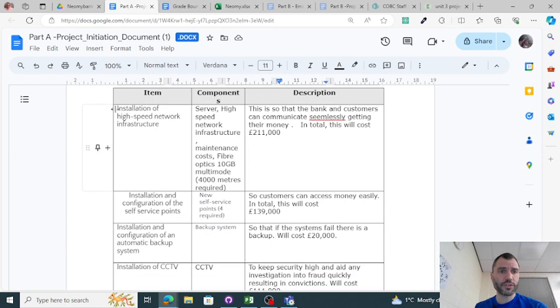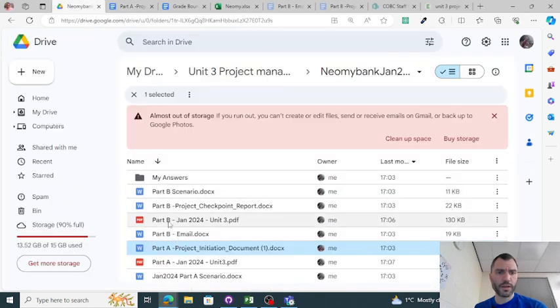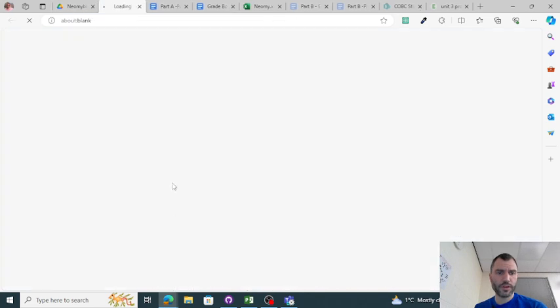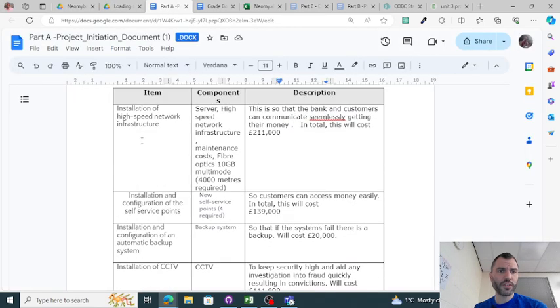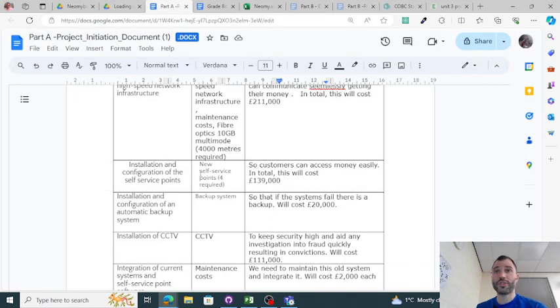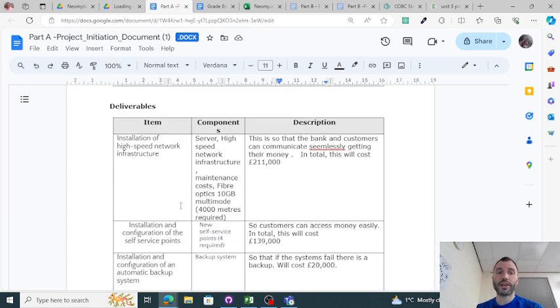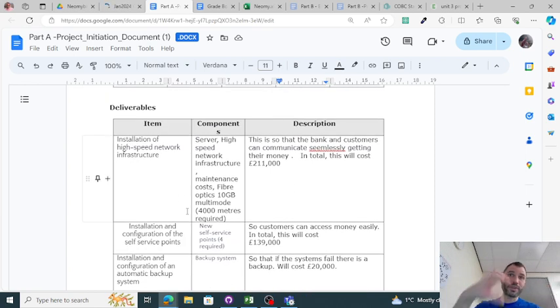Deliverables. Deliverables are things like, let's see if I can open up the part A scenario, installation of high-speed network infrastructure. So these are not the tasks, they are the things that you said you want to deliver. So the tasks are then a breakdown of these.